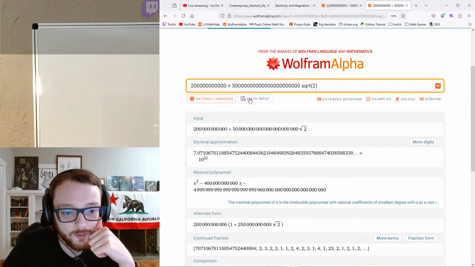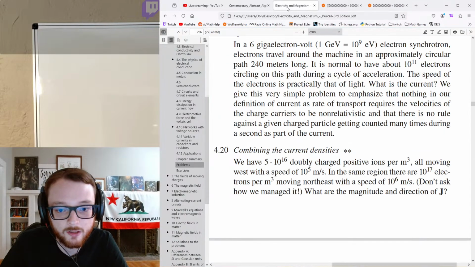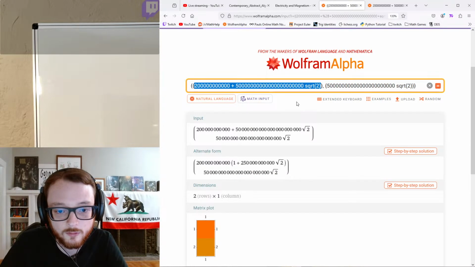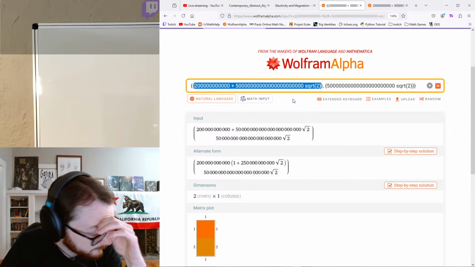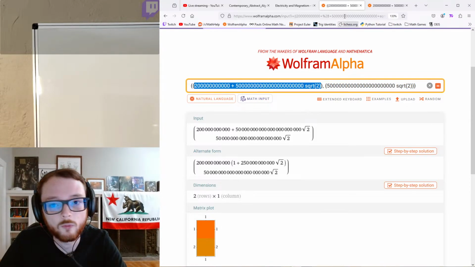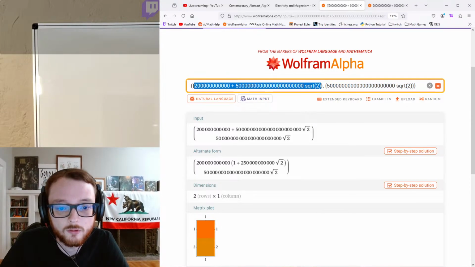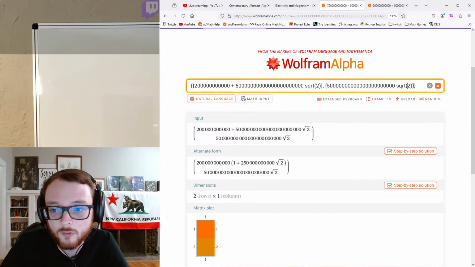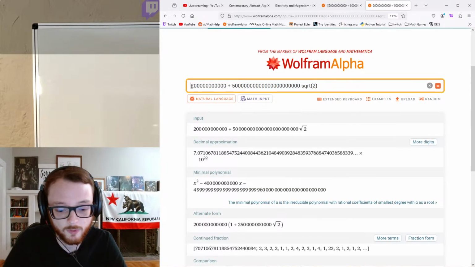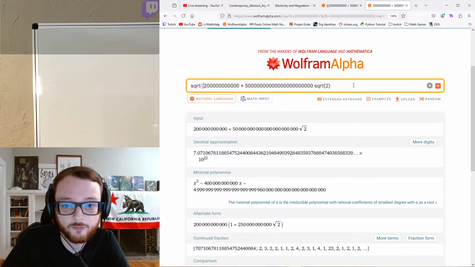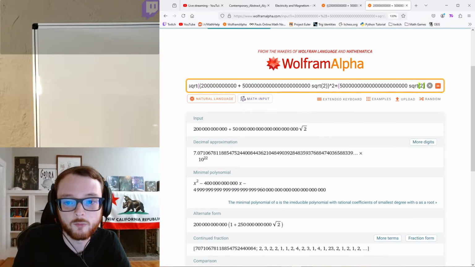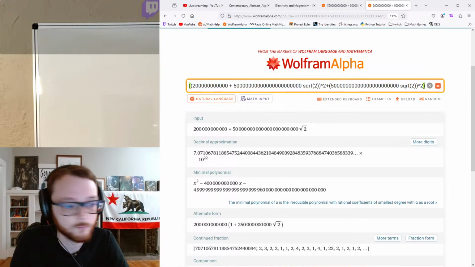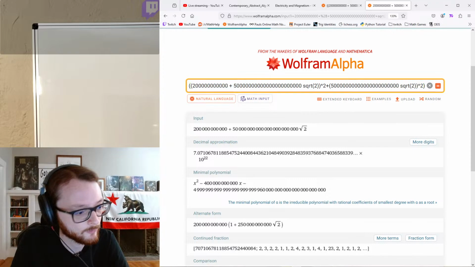All right, 7.1 times 10 to the 22 is J in the x direction. They want the magnitude and direction. So actually, the magnitude is going to be the square root of this thing squared plus this thing squared.